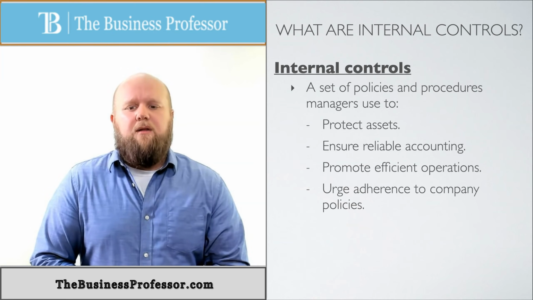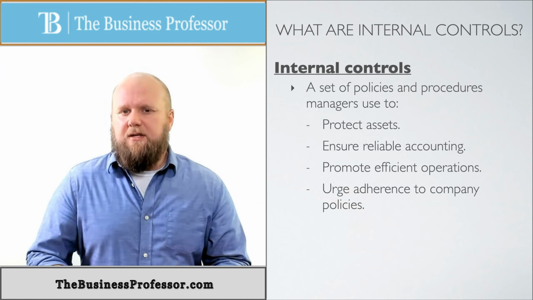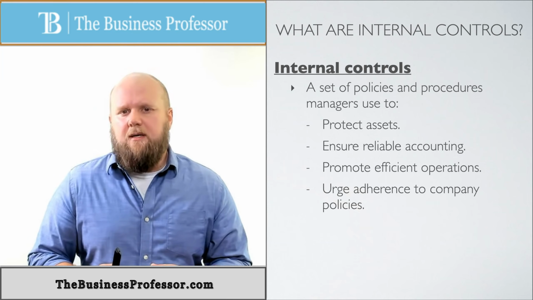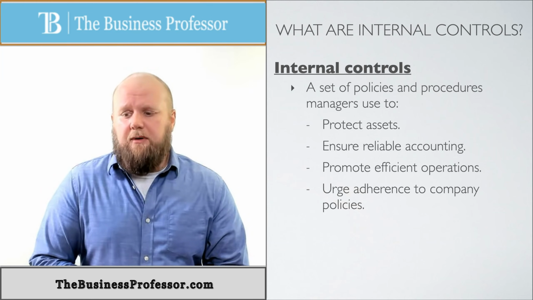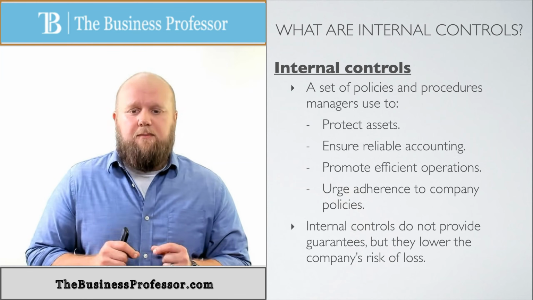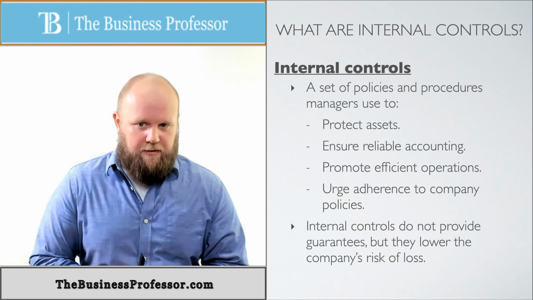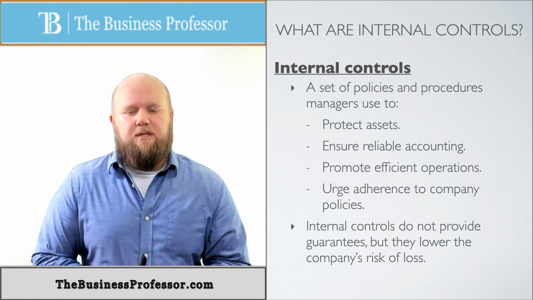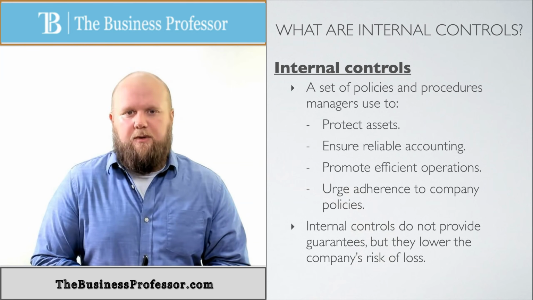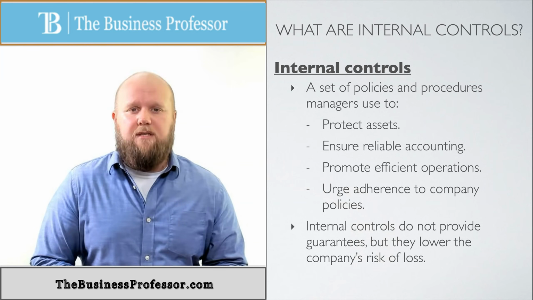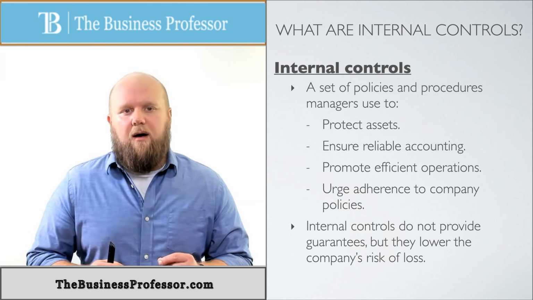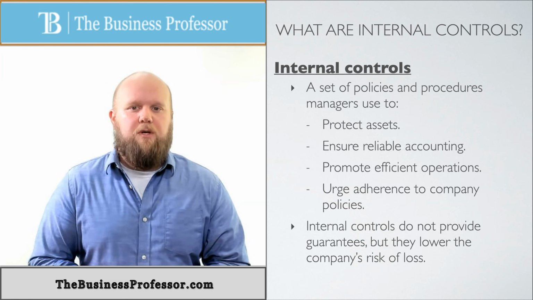And then finally, they urge adherence to the company policy. We want to make sure that people are following the company's policies and doing what they need to be doing. It is very important that you understand internal controls do not provide a guarantee that something will not happen. But it does lower the company's risk of loss. And that's ultimately what we want to get to. We want to try to mitigate that risk as much as we can as we do this. So that's why these things are put in place.